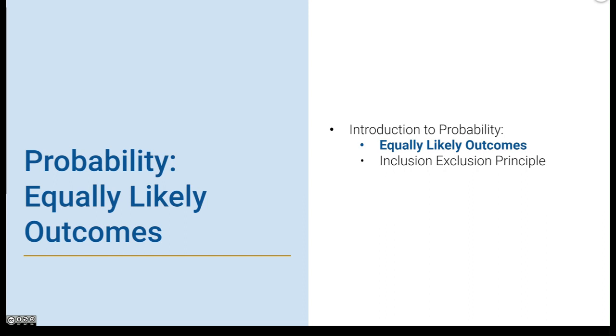Now let's look at how we can calculate probabilities in the special case where we have equally likely outcomes. And then we'll also define what's called the inclusion-exclusion principle, which is helpful when calculating probabilities involving unions of events.